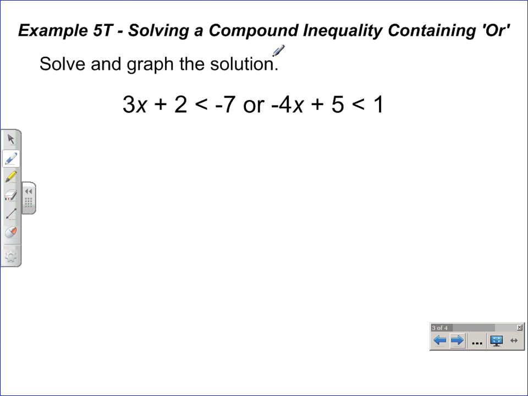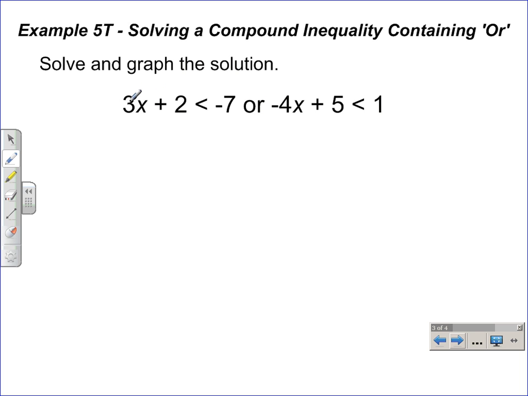Example 5T, solving a compound inequality containing OR. Solve and graph the solution. Well, we'll graph the solution like we just did in example 4T after we solve it. Now, the cool thing here is that we have to solve two separate inequalities. It's not like solving with the word and, where we had the three different parts. We actually have to solve two separate inequalities that are separated by the word or.